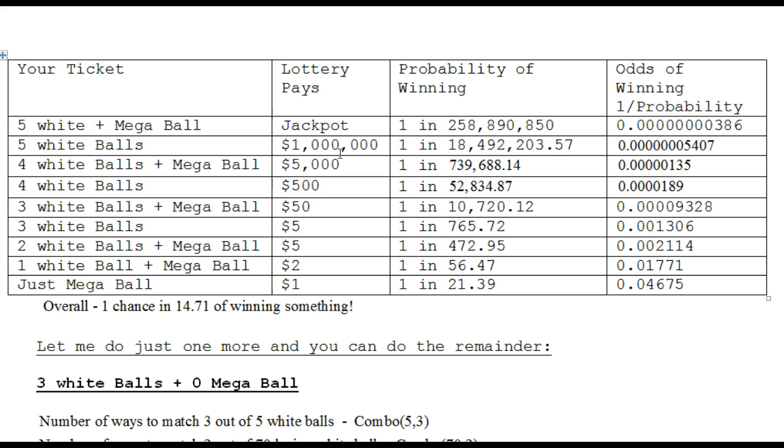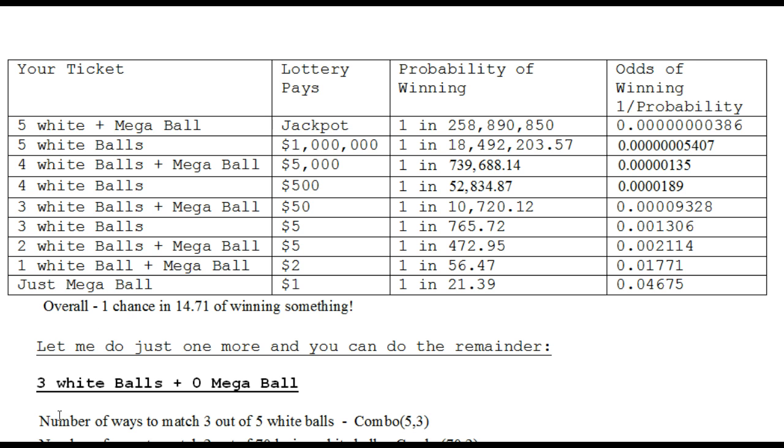5 white balls, you win $1 million. That's 1 in 18,492,203.57. Okay, and you take the inverse of that, and that's the odds. And the 4 white balls plus the mega ball, 1 in 739,688, and 4 white balls. I believe I ended here. I did 3, I think. It's 52,834.87. Okay.